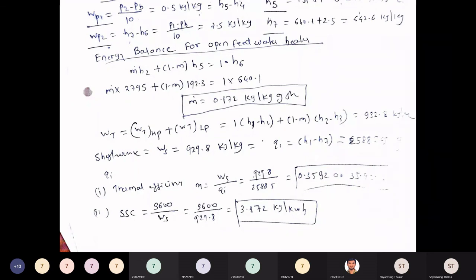So this is a quite simple numerical based on the regeneration cycle. Hope you will solve this numerical and prepare well for the examination. Thank you.